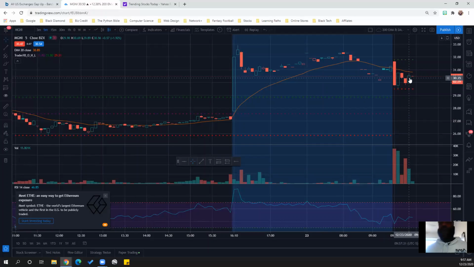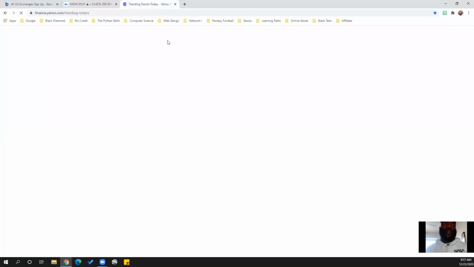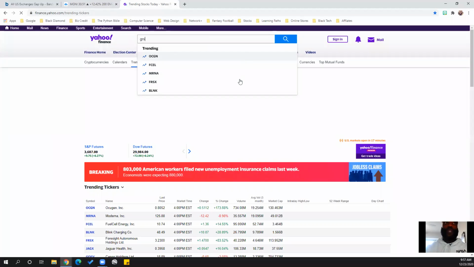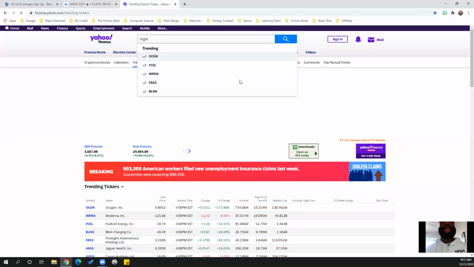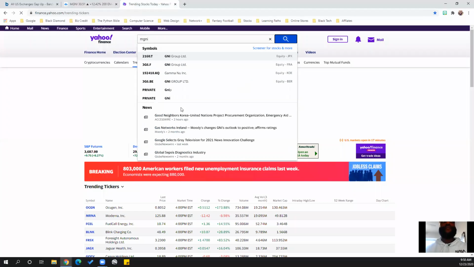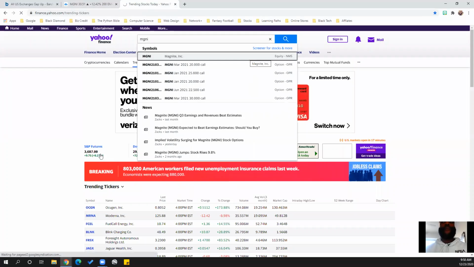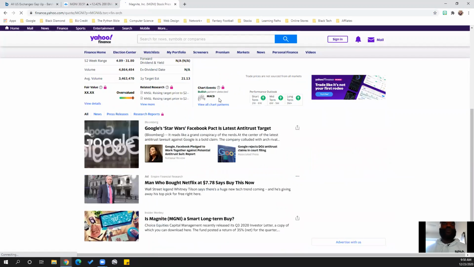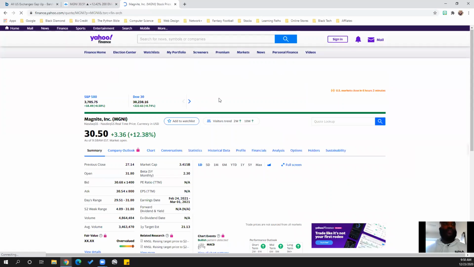As we would see, right now we don't know if it's going to work out because it's still shooting sideways. And before I would actually get into this entry, I'd come over to something like Yahoo Finance, type in that same ticker, MGNI. The reason we come over here is that we just want to see what news came out about this. What is supporting this move?